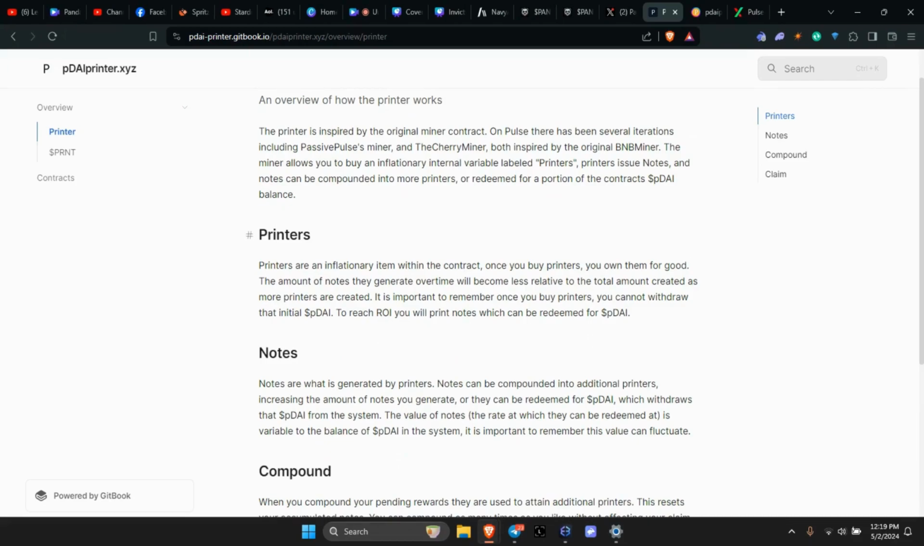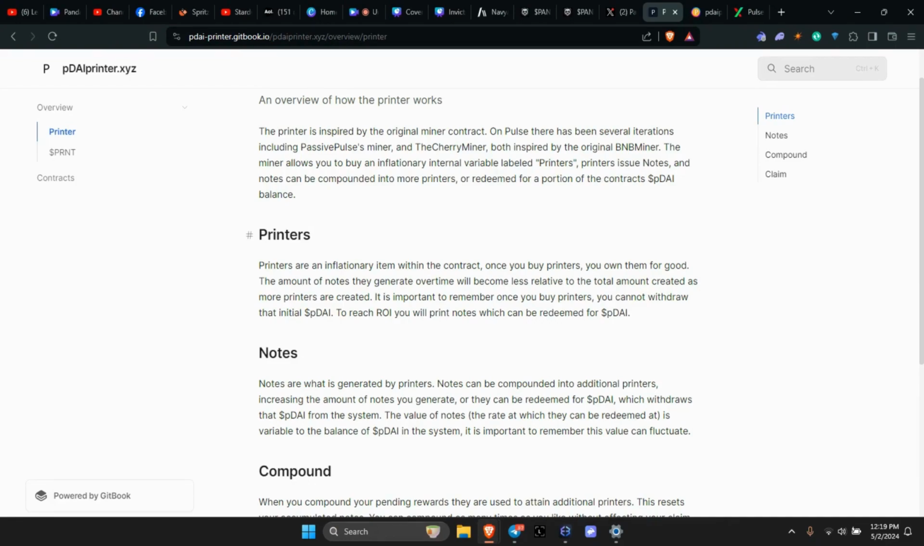This is how the printer works. The printer is inspired by the original miner contract. On Pulse, there have been several iterations, including Passive Pulse Miner and the Cherry Miner, both inspired by the original BNB miner. We all know that one. The miner allows you to buy an inflationary internal variable labeled printers. Printers issue notes, and the notes can be compounded into more printers or redeemed for a portion of the contract's pDai balance.